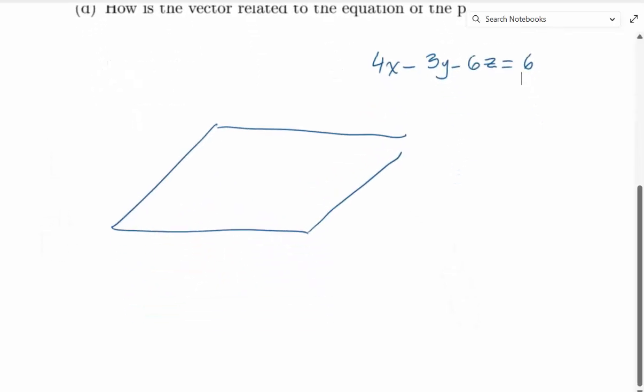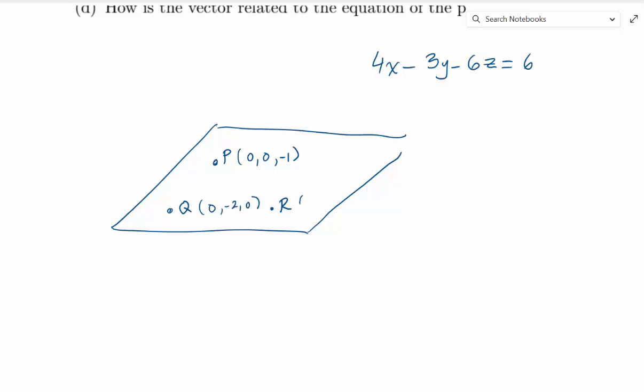And you were told to find 3 points, P, Q, and R, that are on this plane. So here's P, Q, and R. Most of you simply pick the intercept. So for example, (0, 0, -1) is for P. You could also do (0, -2, 0). And then this very last one, not very clean, but it would be (3/2, 0, 0). Okay, so those are the 3 points on the plane.